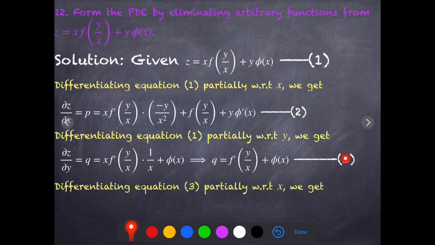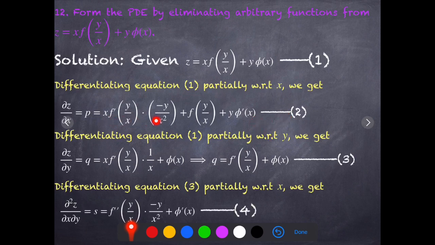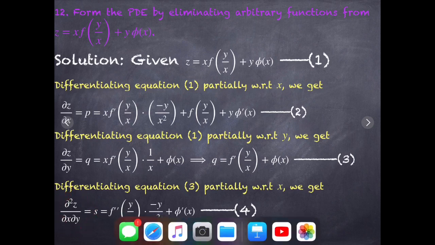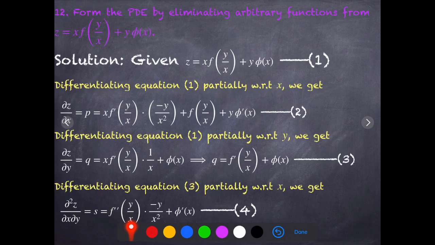Now differentiating equation number 3 partially with respect to x. Usually we differentiate equation number 2 partially with respect to y to get the mixed partial derivatives. Since the number of terms is more, I will go with another method, that is differentiating 3 with respect to x. Again we'll get a mixed partial derivative. Both ways are the same, you can use any of the methods. Okay, I will use this one.